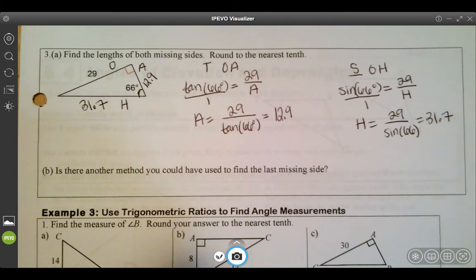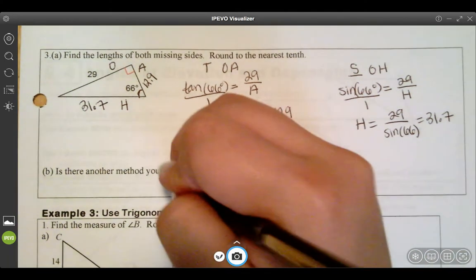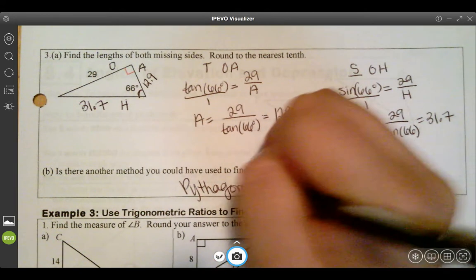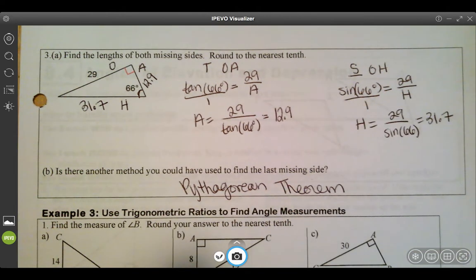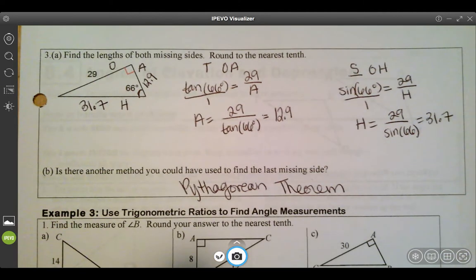Is there another way that we could have used to find that third side? Absolutely. If we have two sides of a right triangle, we can always use Pythagorean theorem. However, if you use the Pythagorean theorem with a rounded number, your answer might be a little bit off from exact. So whenever possible, you want to use only the exact information that you were given.